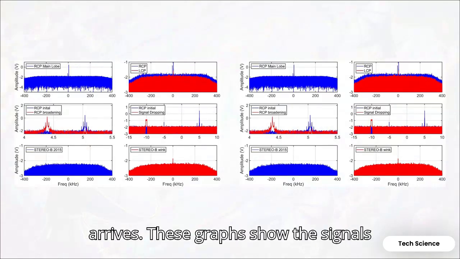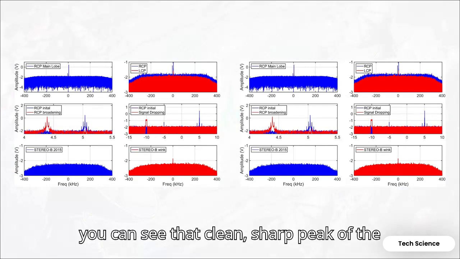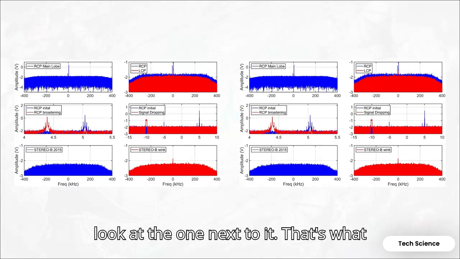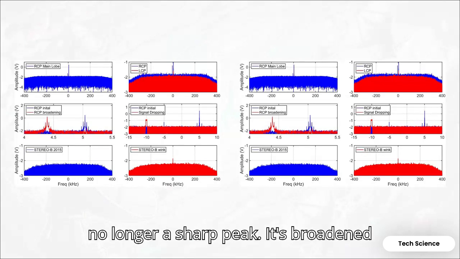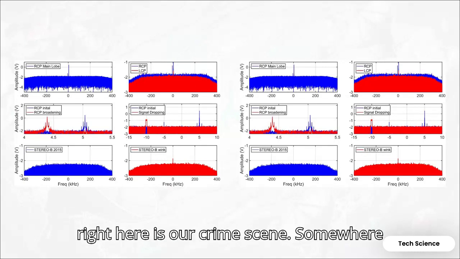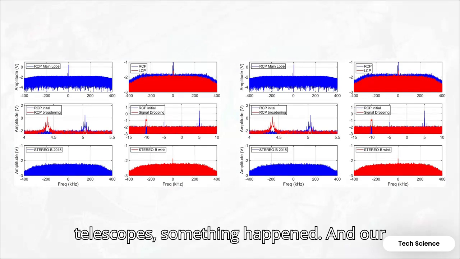These graphs show the signal's frequency. In the chart on the top left, you can see that clean, sharp peak of the signal as it was sent. Perfect. But now look at the one next to it. That's what we actually receive here. The signal is no longer a sharp peak, it's broadened out, it's messy, it's full of noise. This right here is our crime scene. Somewhere between that spacecraft and our radio telescopes, something happened, and our job is to figure out what.